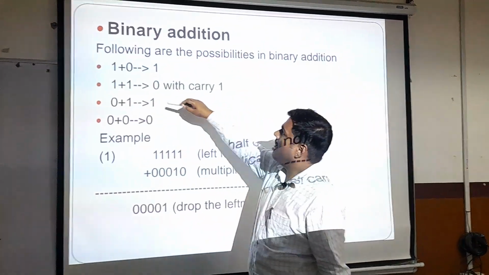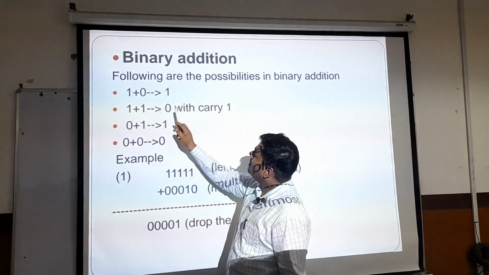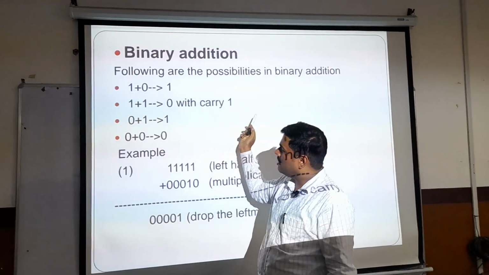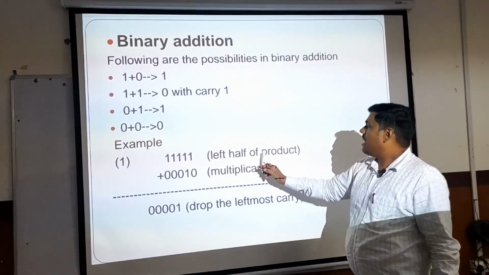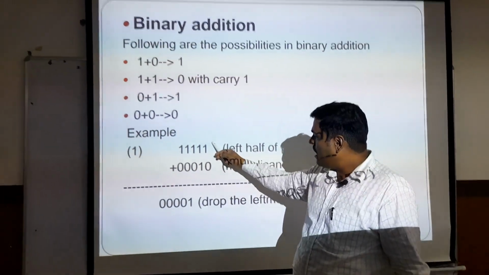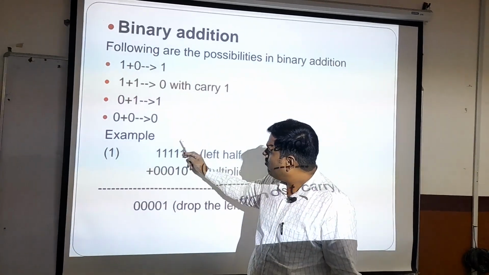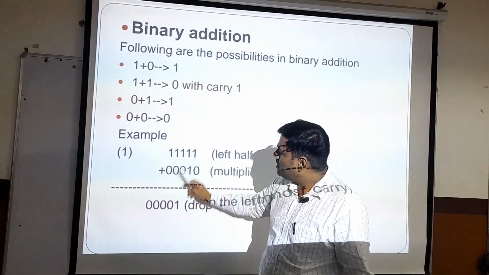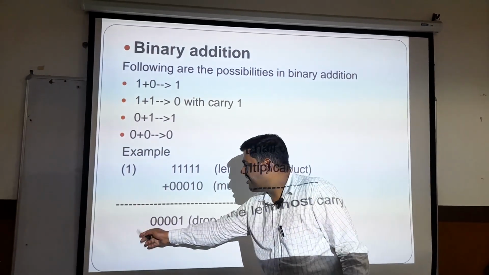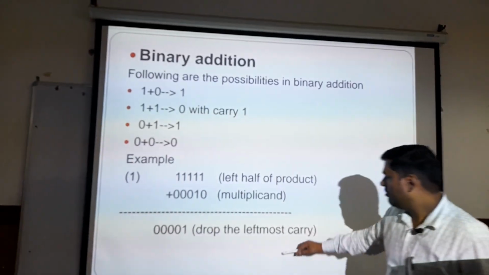This is the procedure for binary addition: 1 plus 0 is equal to 1, 1 plus 1 is 0 with carry 1, 0 plus 1 is equal to 1, and 0 plus 0 is equal to 0. Here are simple examples with the left half of the product and the multiplicand. Adding this way, here 1 is extra, so you can drop it. The most significant digit is dropped.